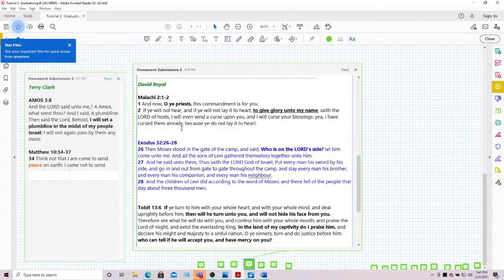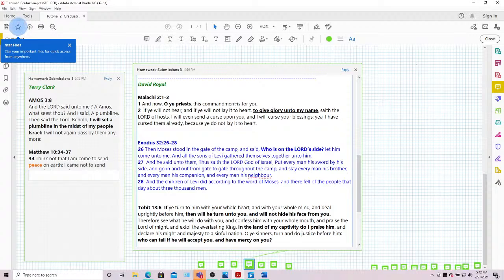Yeah, I have cursed them already, because you do not lay it to heart. So the thing that we can extract from Malachi chapter 2, verses 1 and 2 is that the Most High is not playing with anybody, and it also goes for the priests as well. And if you don't give glory to his name, all of your blessings will be cursed. Sooner or later I'll be doing a teaching on this because it is on my radar, and I do want to cover that some more.